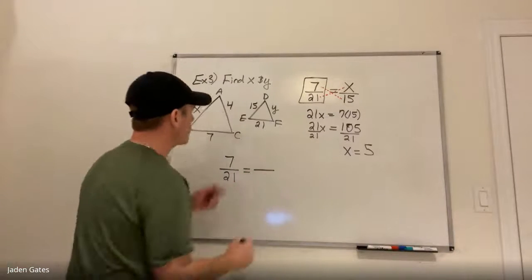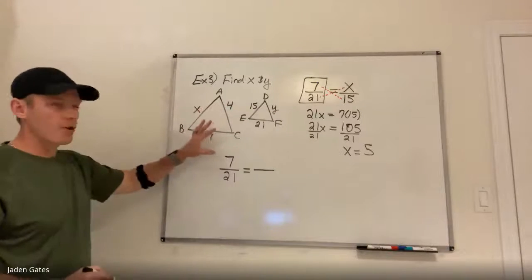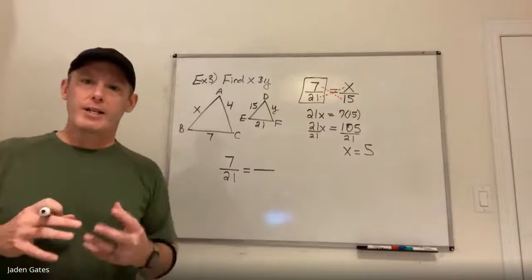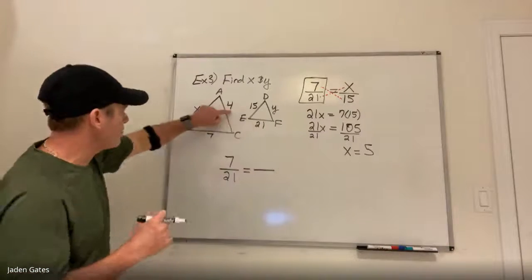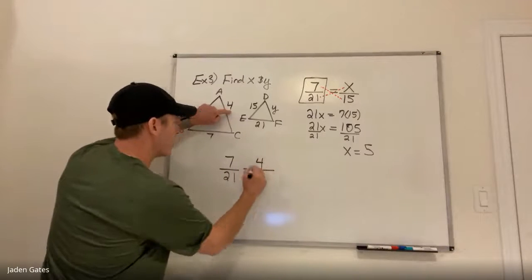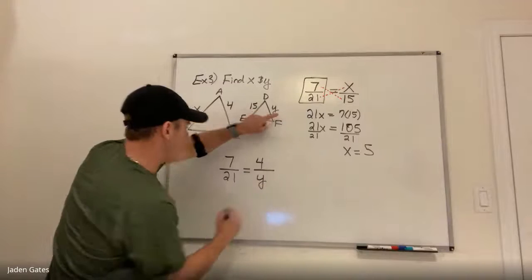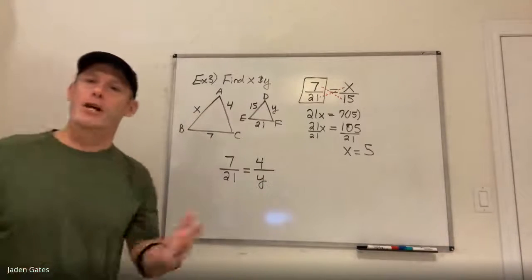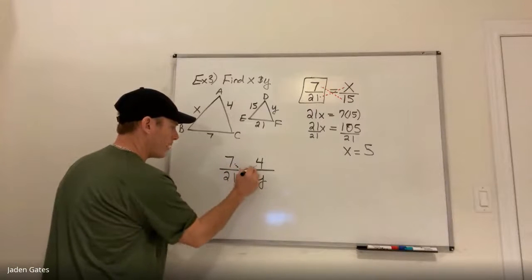Now the y is over here, and it matches up with the 4. Again, I have to make sure I have the right side put in the right spot. Now this triangle on the left, I've already said I'm going to put on the top, so I'm going to put the 4 on the top this time. And because the y is on the triangle on the right, it's going in the bottom. Fraction equaling a fraction. I'm going to cross multiply again.